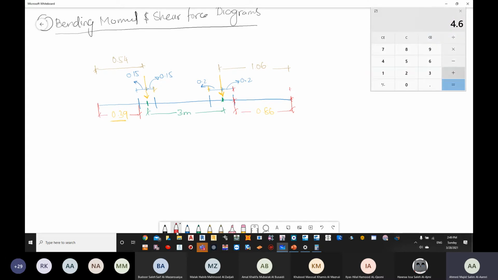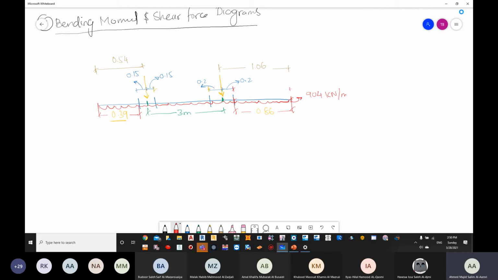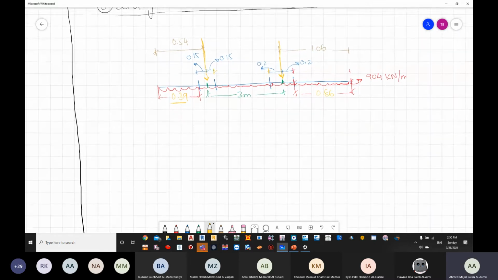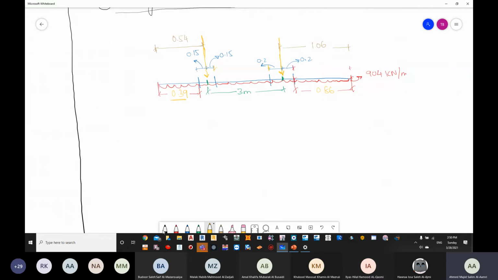Now, what do we have? We have a pressure here, we have a pressure which is 904 kilonewton meter. And we have two loads here. What is the ultimate load for column number A and what is the ultimate load for column number B? Can you calculate for me the ultimate loads for column number 1 and column number 2?